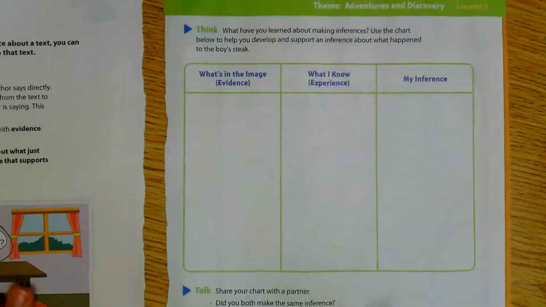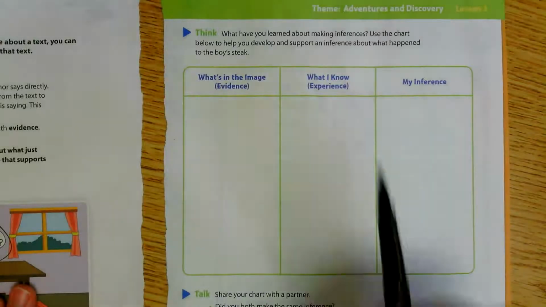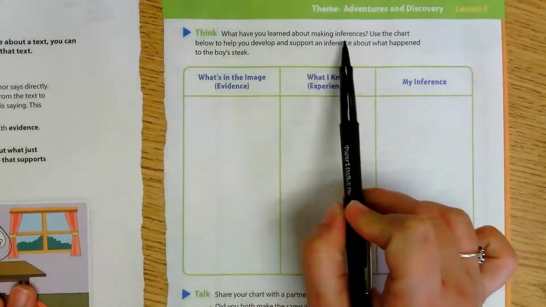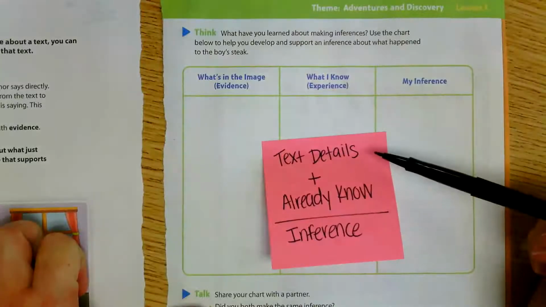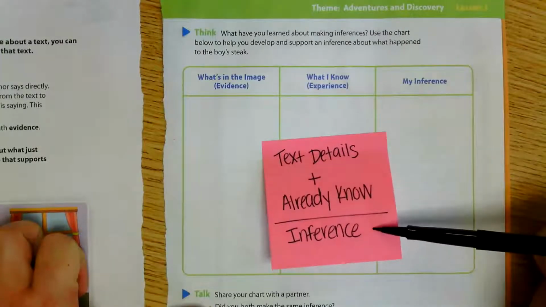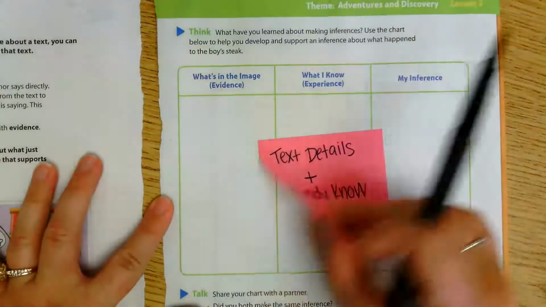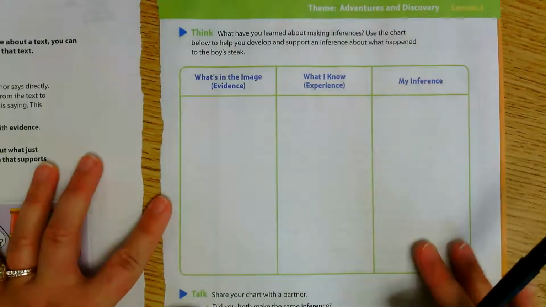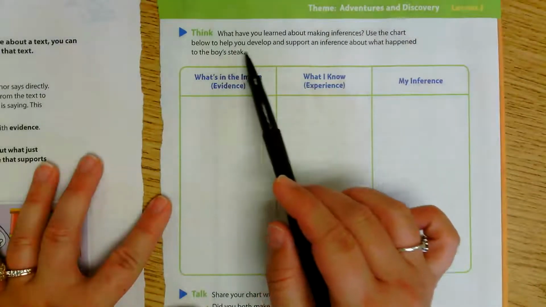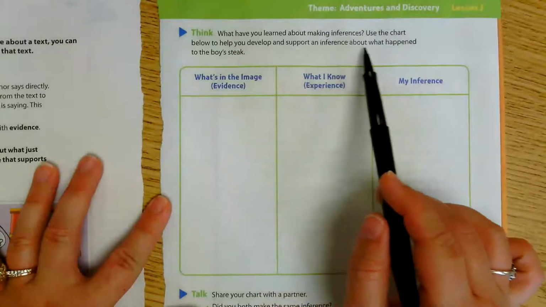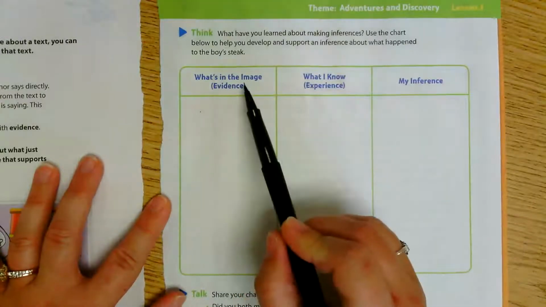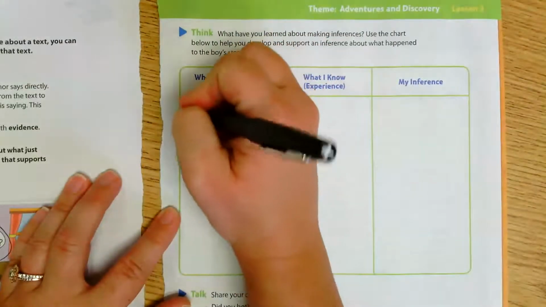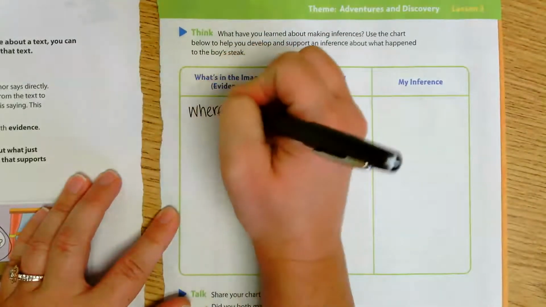On this page it says, what have you learned about making inferences? So let's go back to what we know. We know text details plus what you already know equals your inference. What it asks us to do here is use the chart below to help you develop and support an inference about what happened to the boy's steak. The first column here says what's in the image. So what was our evidence? What did we circle? We have the boy asking the question, where did my steak go?